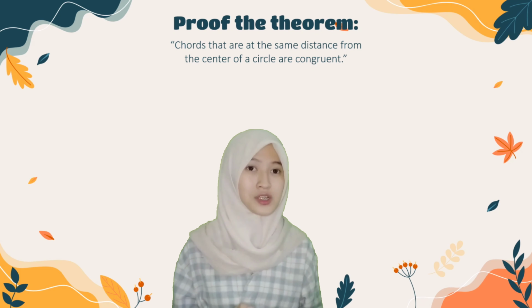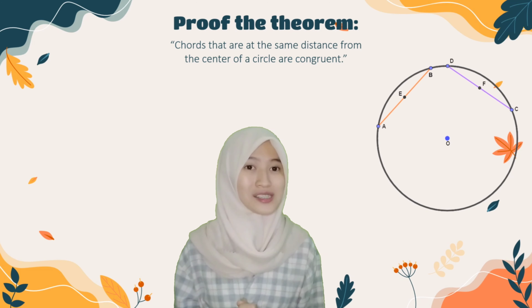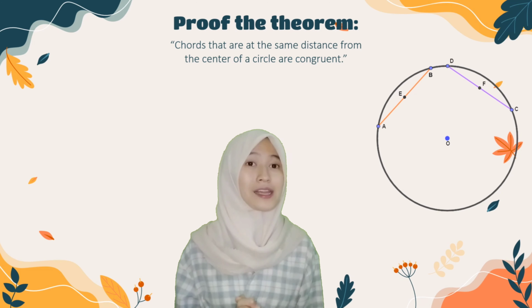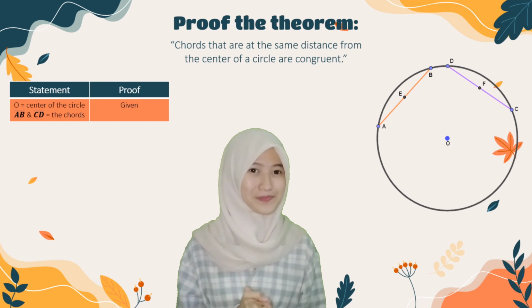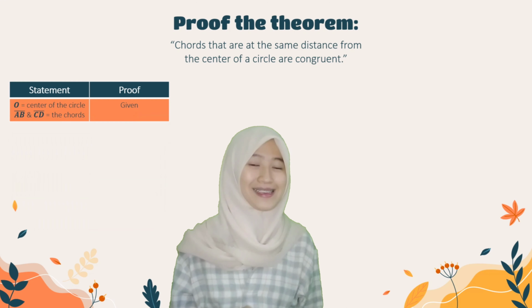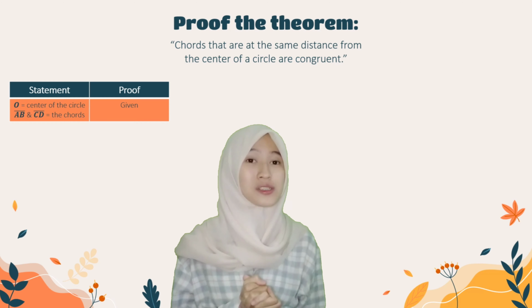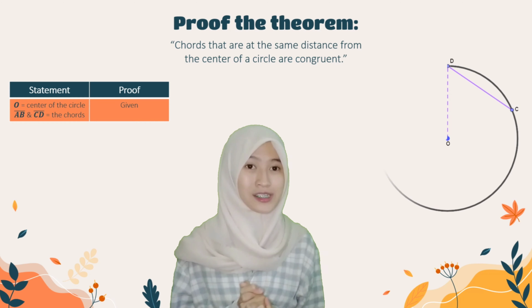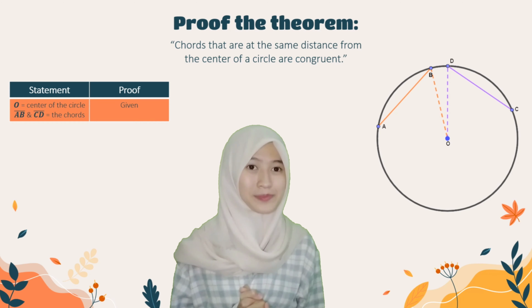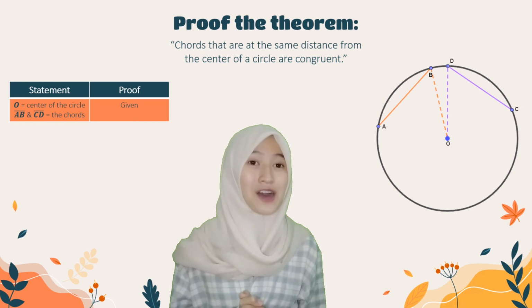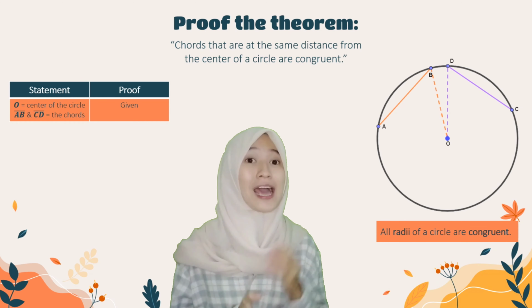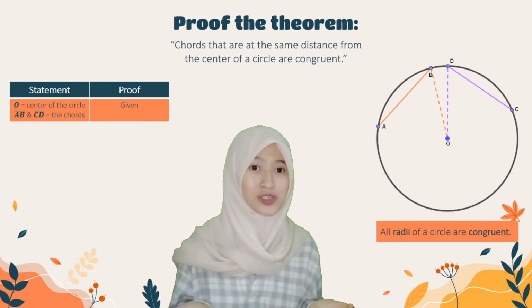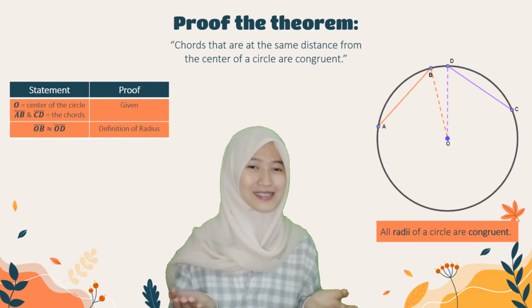To prove this theorem, we need a visualization of it. So here's the circle with point O as the center of the circle, and line AB, also CD, are the chords. Initially, we must draw the radii OD and OB. By the definition of the radius, we know that the lines OB and OD are congruent.